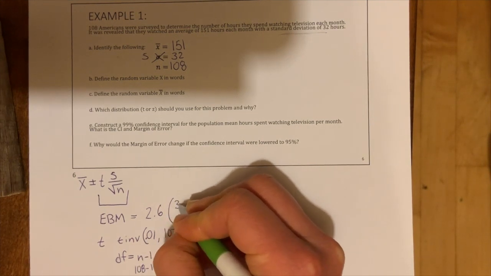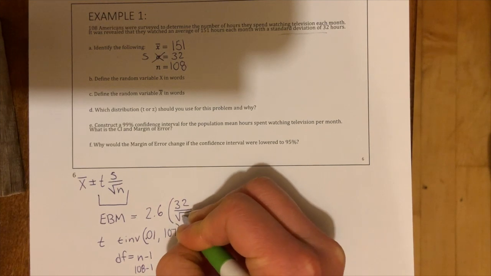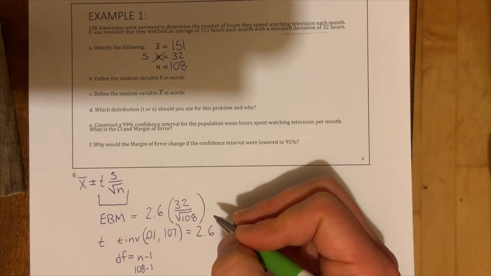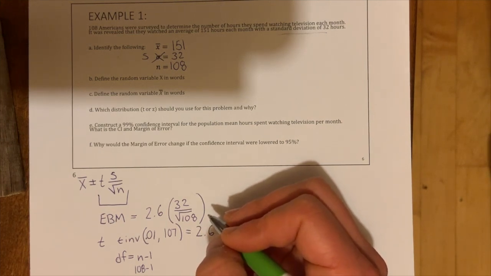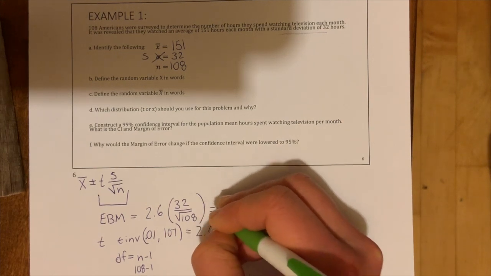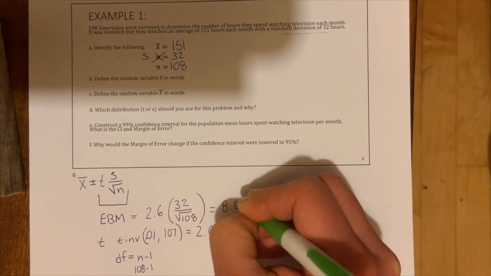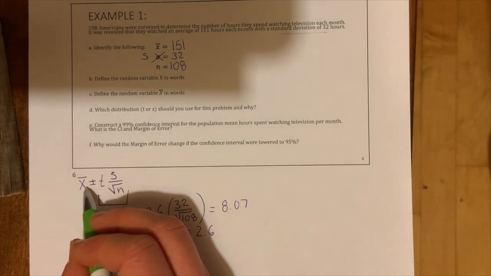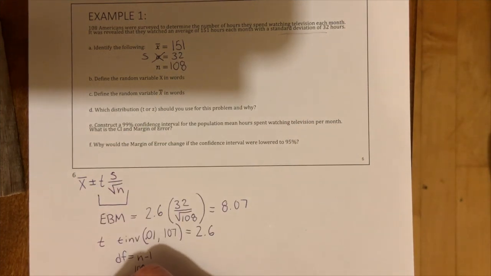So error bound margin is 2.6 times 32 divided by the square root of 108. You can pause the video to calculate that, or I'll just cut the suspense and let you know that that is equal to 8.07. So that means that our confidence interval is equal to x bar, which is 151, plus or minus 8.07.